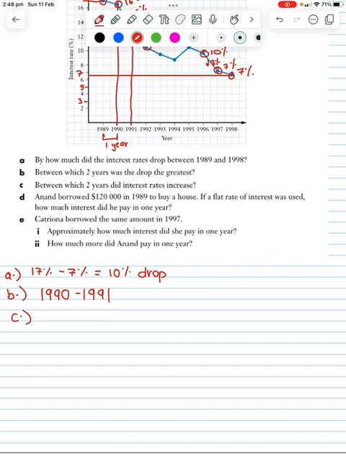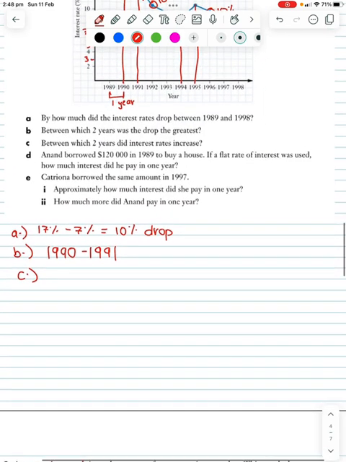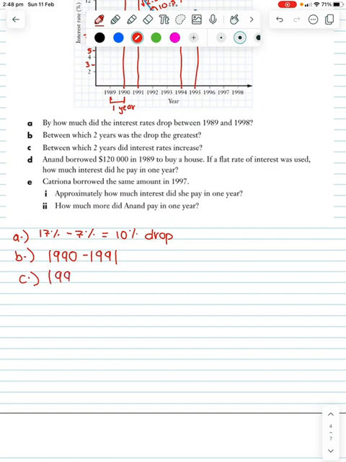C, between which 2 years did the interest rates increase? This one's a little bit easier because there's only one spot where they increase, and that's between 1994 and 1995. So I'm just going to write 1994 to 1995.